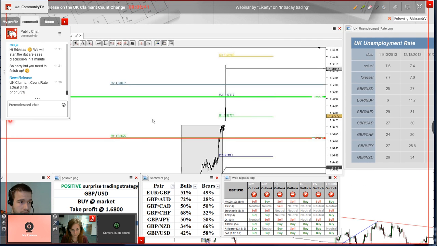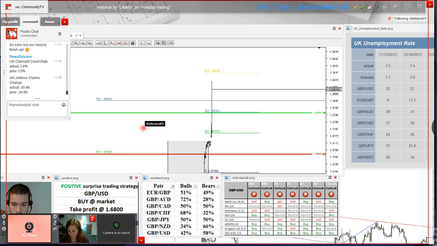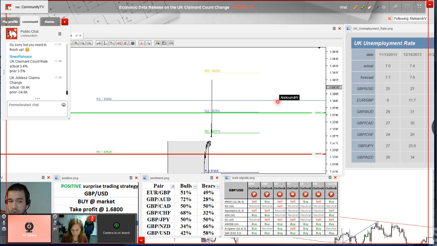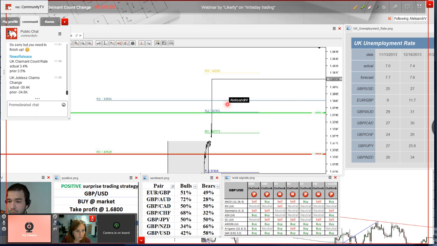Sorry guys, the data is already out. The pair has obviously penetrated the take profit. We see that the claimant count rate stood at 3.4%. However, the claimant count change came practically in line with analysts' forecasts. Nevertheless, that's still quite positive data for the UK economy, and obviously the sterling has received a strong bullish bias from the fundamental data. Even though we did not expect the pair to penetrate the 168 level, we see that the pair is already trading 12 pips above this threshold and approaching 4-hour resistance, which is placed at 168.20.